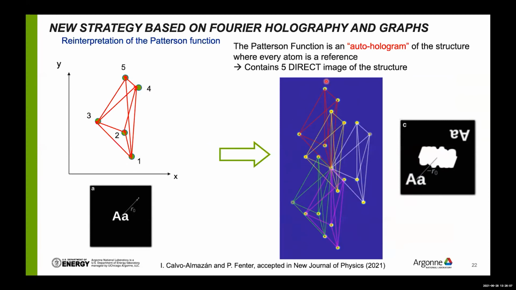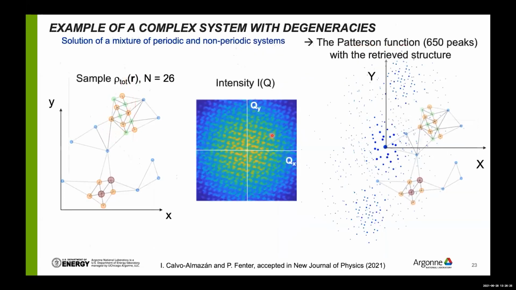In other words, the Patterson function is an autohologram of the structure, and it contains, in this case, 5 direct images of the structure. So in general terms, if the structure consists of n atoms, it contains n direct images of this structure. So we have tested the performance of the algorithm with non-trivial systems, like this example where we combine a mixture of periodic and non-periodic array of atoms with different scattering factors, which are symbolized by different markers with different colors.